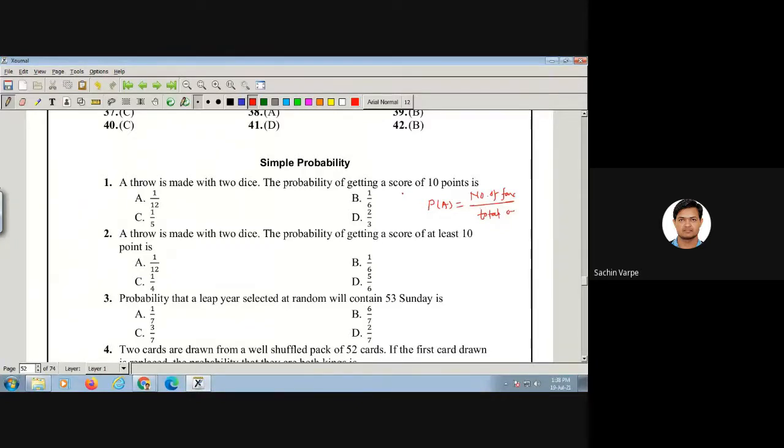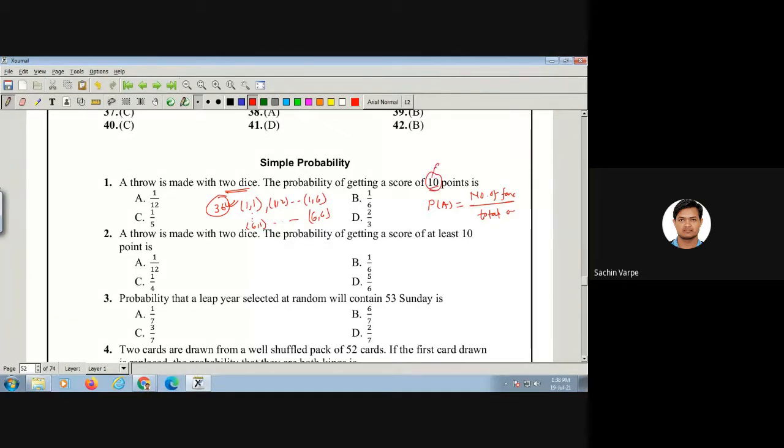So what are the total outcomes here? The throw is made with 2 dice, so if we make a sample space, there will be 36 events in the sample space. For example, 1,1, 1,2, up to 1,6, meaning one die shows 1 and the other shows 1, then first die 1 and second die 2, and so on up to 6,6. So that is 36, and out of this 36, we want the score to be 10.